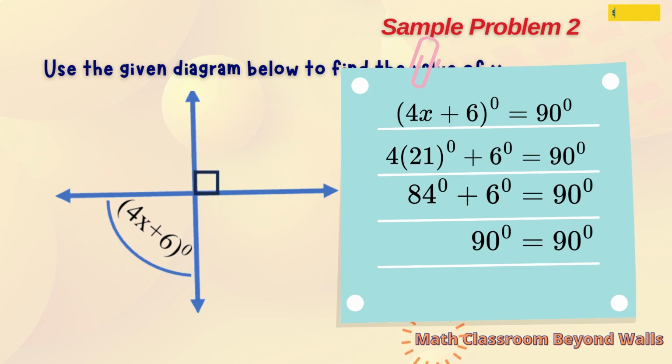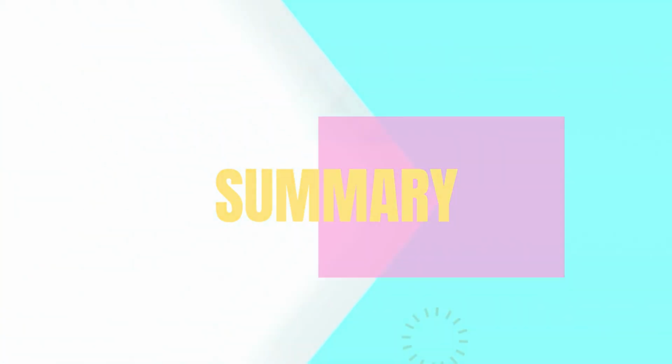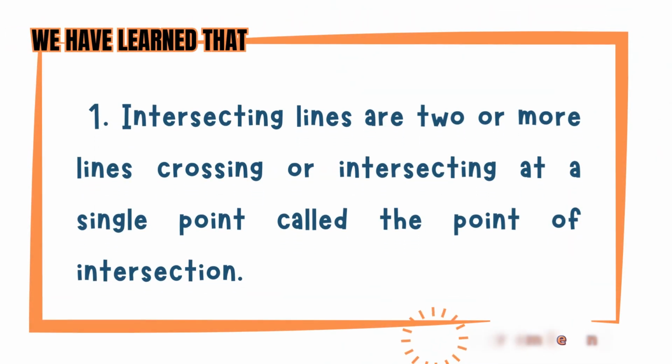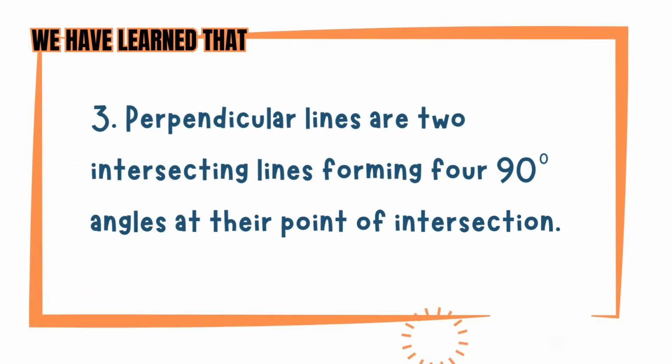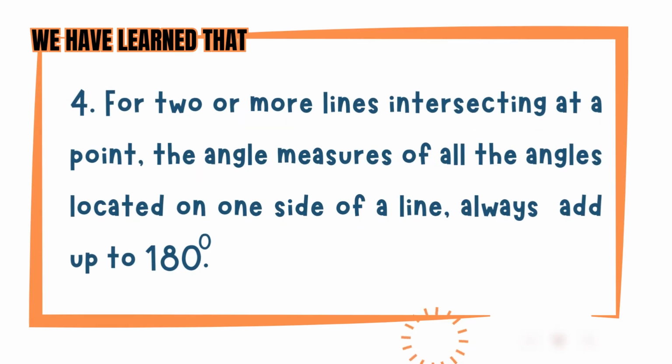There you are, learners. I hope you have acquired lots of learnings in today's video. Let us summarize what we have learned today. We have learned that, first, intersecting lines are two or more lines crossing or intersecting at a single point called the point of intersection. Second, two lines intersecting at a point produce vertical angles that are congruent. Third, perpendicular lines are two intersecting lines forming four 90-degree angles at their point of intersection. Fourth, for two or more lines intersecting at a point, the angle measures of all the angles located on one side of a line always add up to 180 degrees.